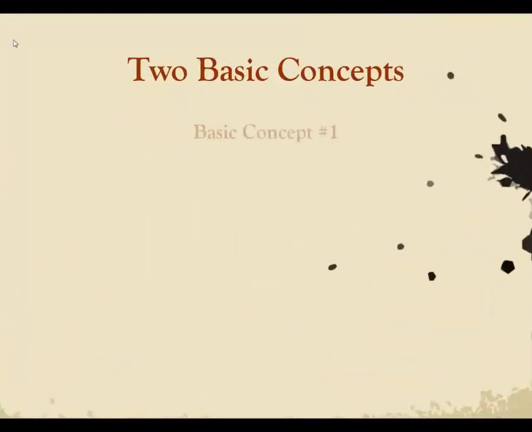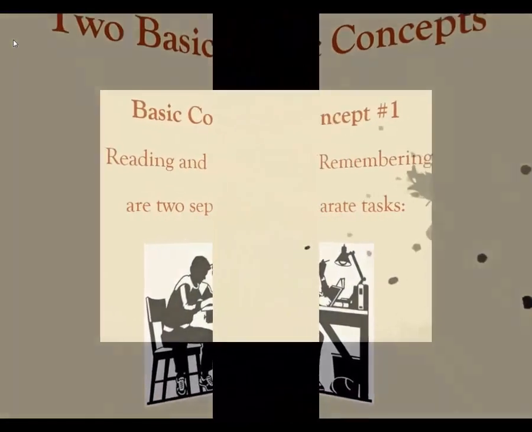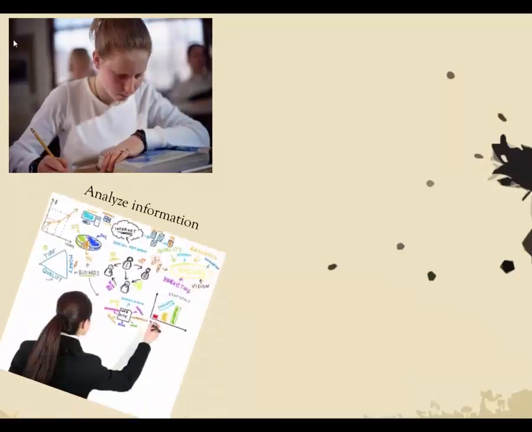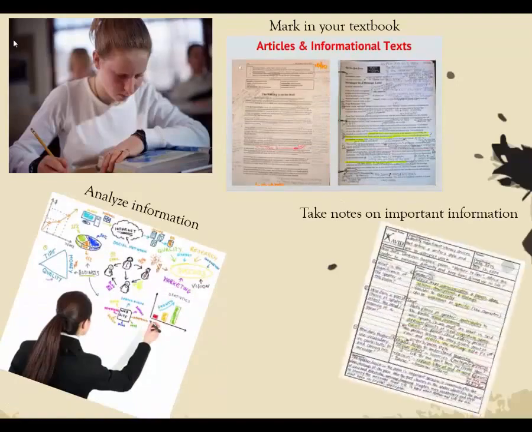There are two basic concepts to remember. First, reading and remembering are two separate tasks. Most reading is done passively, which means we skim for minimum information. Passive reading then can become inattentive reading, which means we are not reading for understanding or comprehension. While studying, reading should be an active or busy process where you analyze information, mark in your textbook, and take notes on important information.